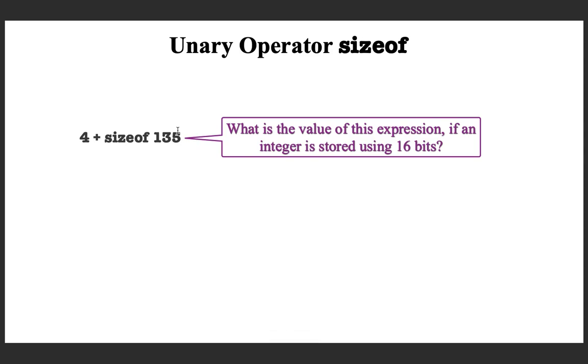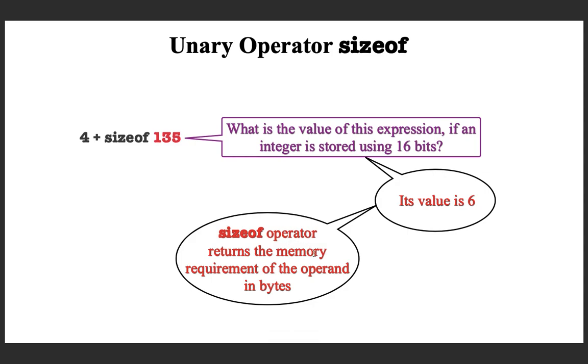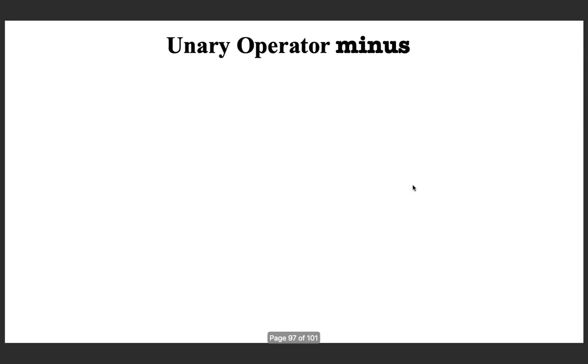What is the value of this expression if an integer is stored using 2 bytes or 16 bits? Then the answer is 6, because the sizeof operator returns the memory requirement of the operand in bytes. If a decimal integer requires 16 bits, then the number of bytes is 2. So sizeof 135 is 2. 4 plus 2 is giving you 6 as the answer. So that is the sizeof operator. It's very easy to understand what it is.